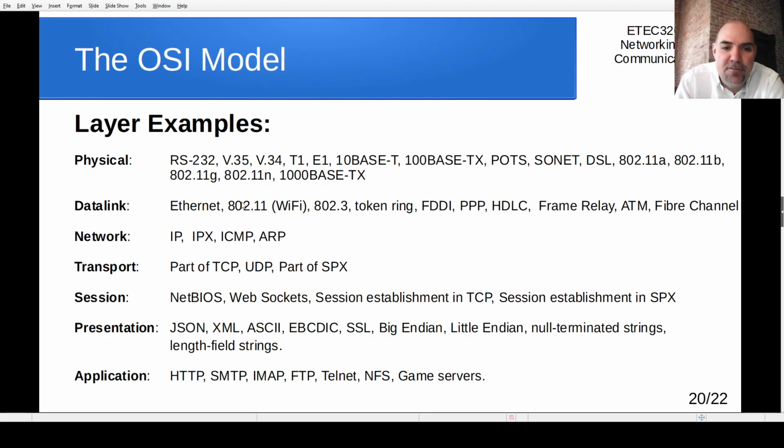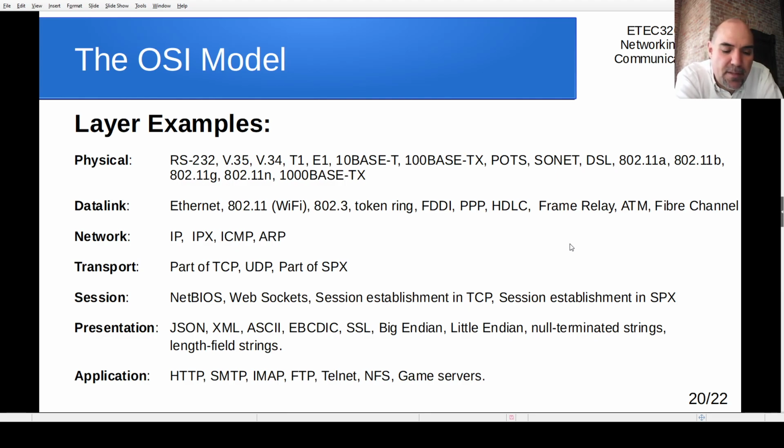But those are all Ethernet and Wi-Fi physical parts of the standard, not the data link parts of the standard. Token ring, FDDI, PPP, which is point-to-point protocol, HDLC, frame relay, ATM, fiber channel. So there's a whole list of possible data link standards there as well.